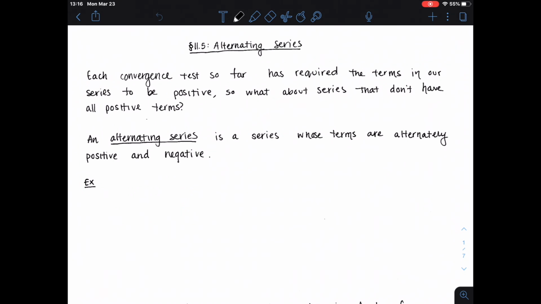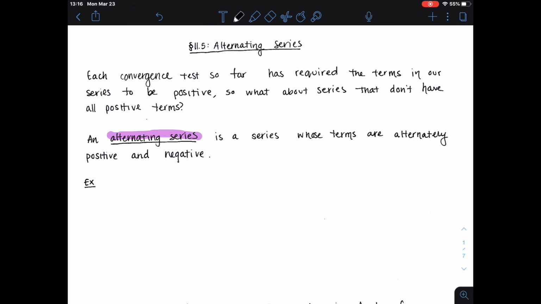So now we're going to go through section 11.5, which is about alternating series. Each convergence test so far has required the terms in our series to be positive. So what about ones that don't have positive terms? We've had instances where you could have those alternating pieces, one positive, one negative. We had sequences like that, so they involved a negative 1 to the n. That's exactly what an alternating series is. An alternating series is a series whose terms are alternately positive and negative.